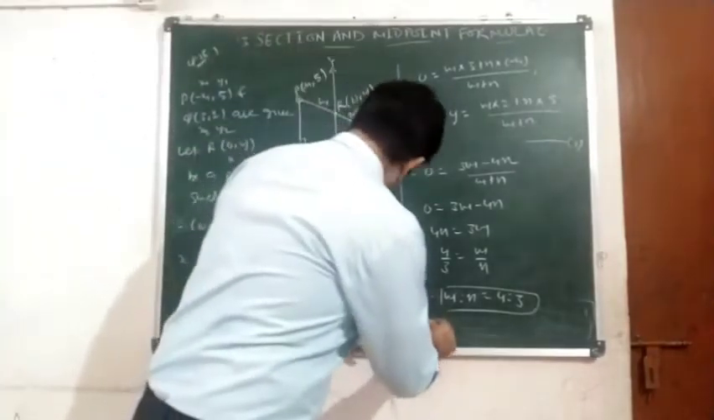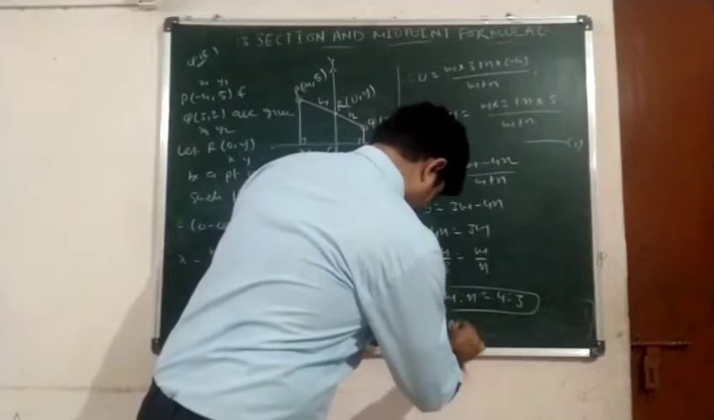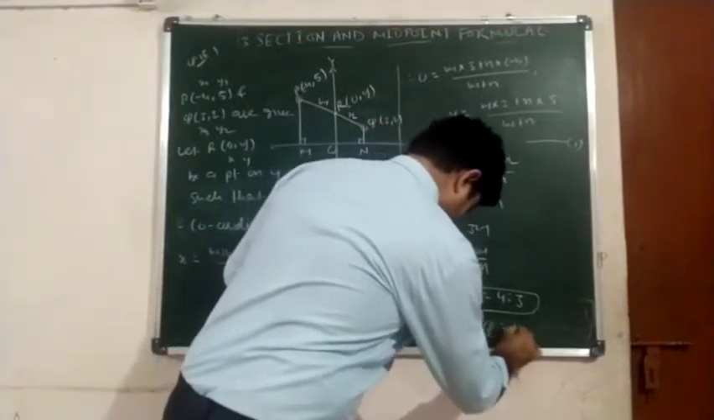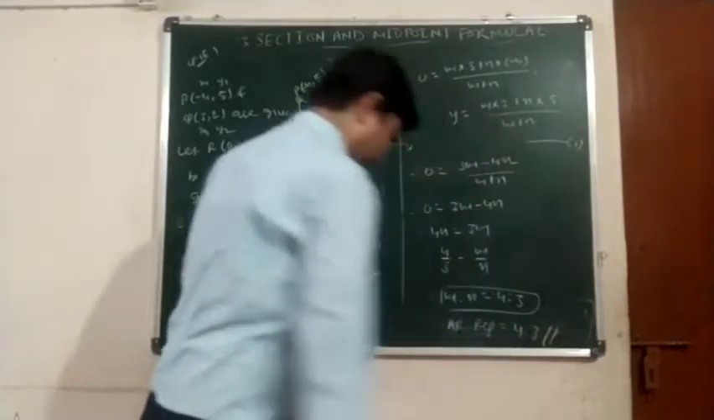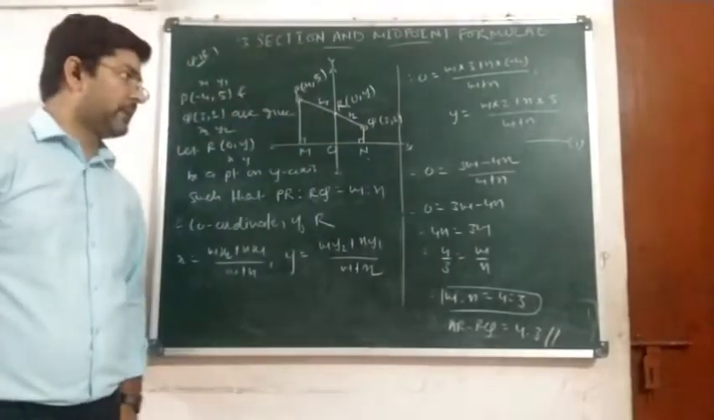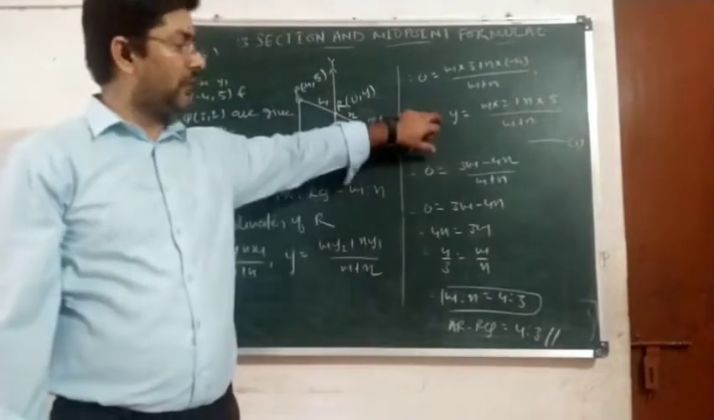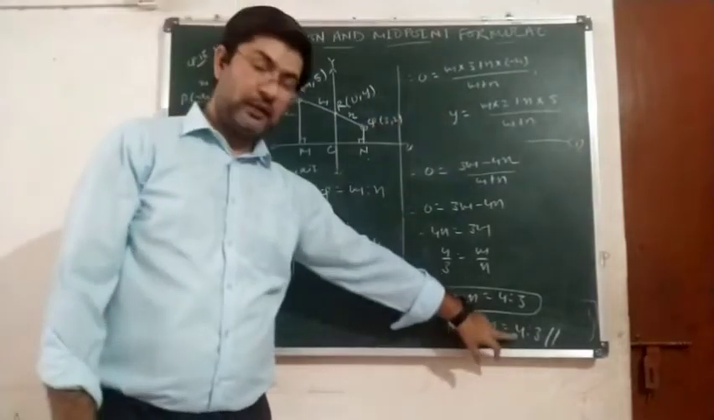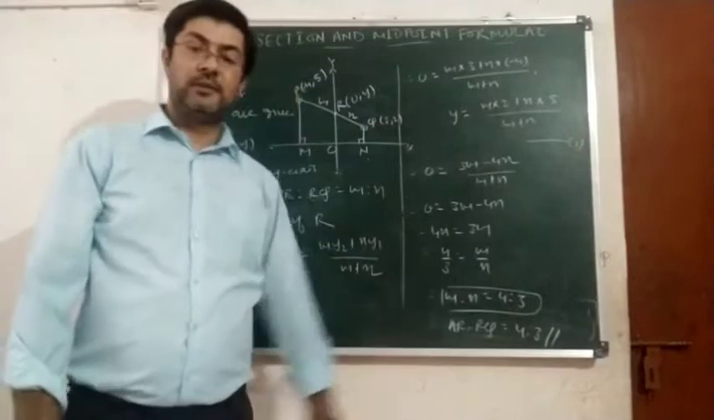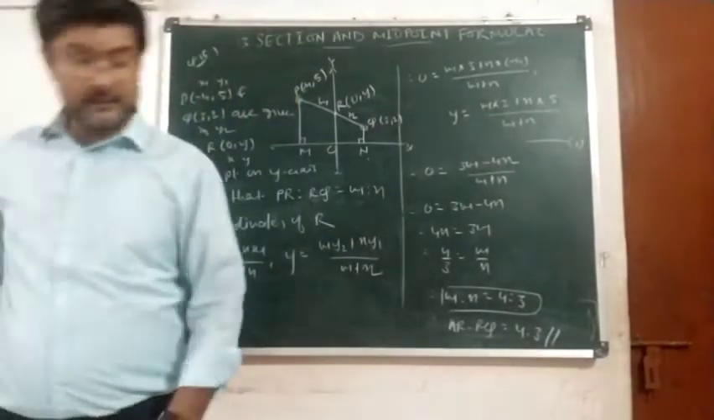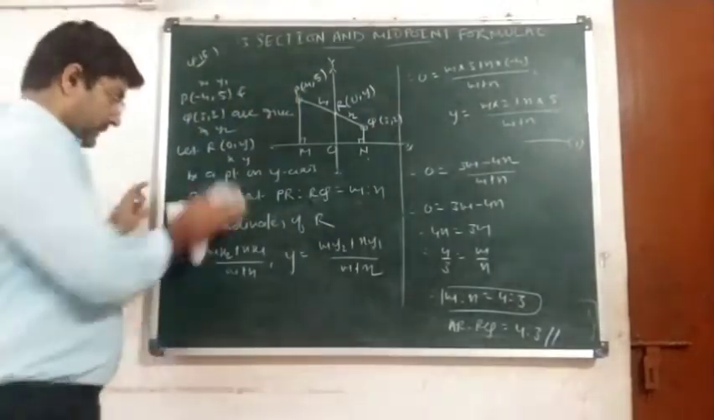Okay, and therefore AR is to RQ is 4 is to 3. This is answer number 1. Now we have to find the coordinates of R. So we have to calculate y. We can substitute the value of m and n in equation 1 to calculate y. So let us do this over here.